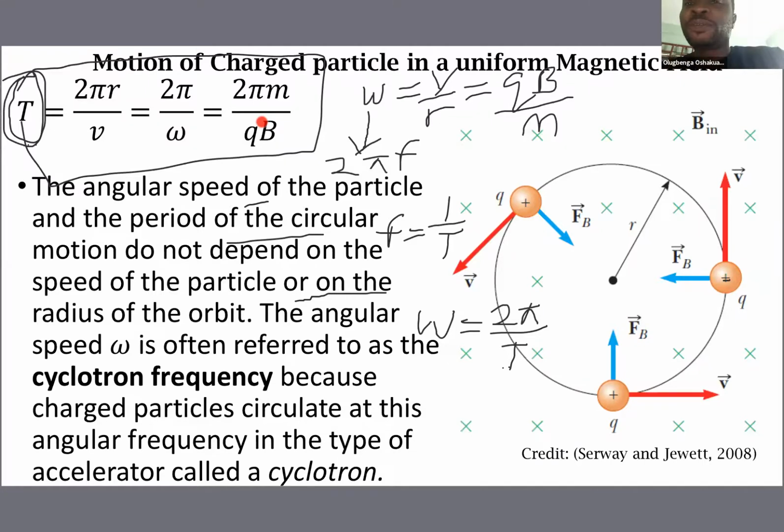And this angular speed is known as cyclotron frequency, because charged particles circulate in this type of angular frequency. And this type of accelerator is called cyclotron. So a cyclotron is used to cause charged particles to orbit, to move in a circular motion of this nature.